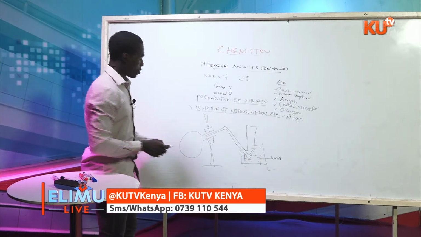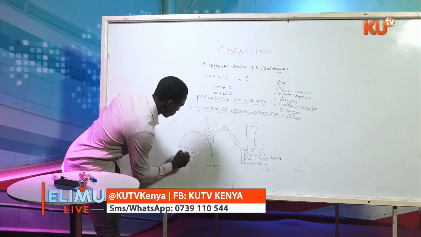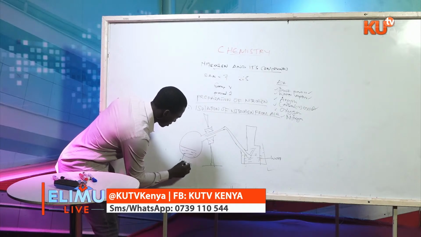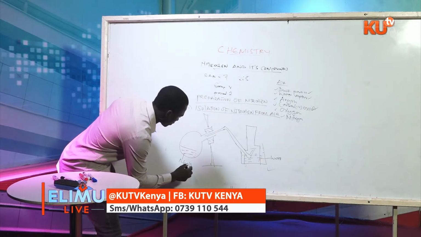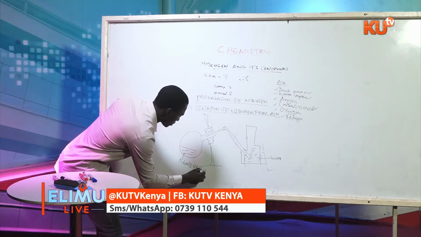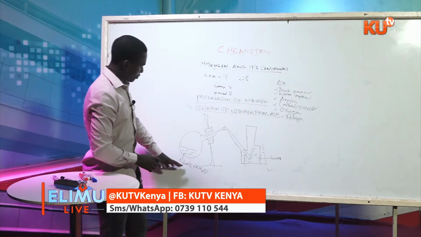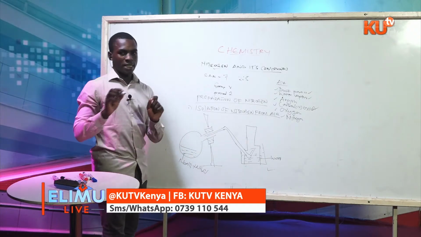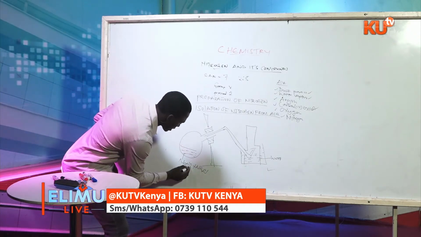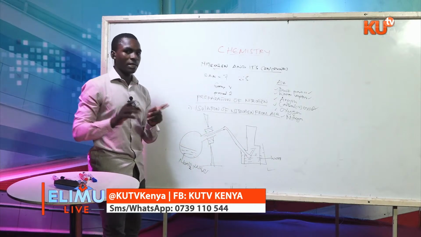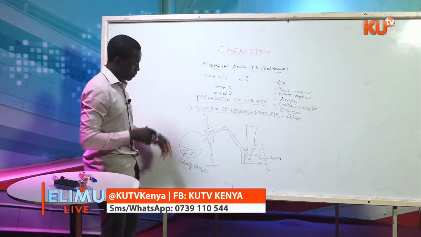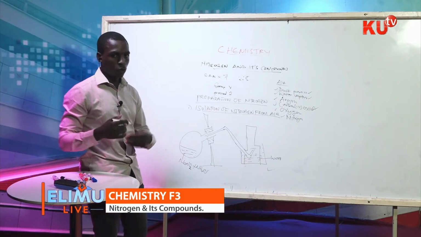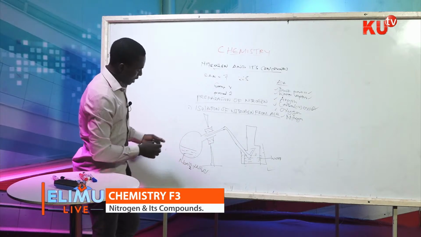Now, to obtain nitrogen gas in the laboratory, we simply react a mixture of sodium nitrite and ammonium chloride. I want you to underline this. This is sodium nitrite, not sodium nitrate. That's why it has a subscript 2. It's 2 here, meaning it's sodium nitrite and not sodium nitrate. If it was sodium nitrate, it would be Na, that's sodium, and then NO3. But this is sodium nitrite.